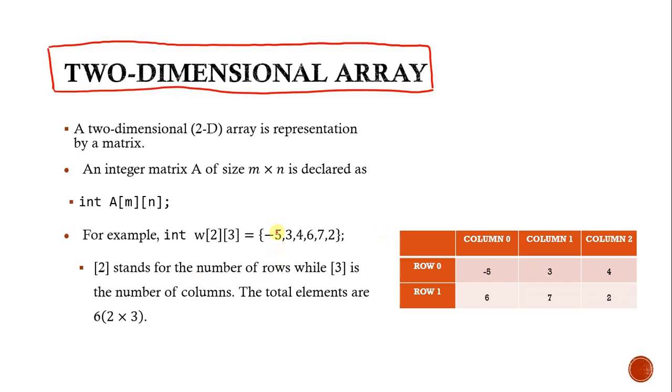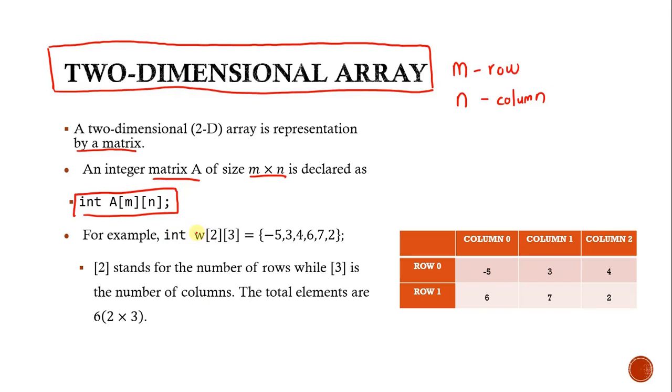Okay, a two-dimensional array is represented by a matrix. Previously I mentioned one-dimensional array, which can be represented by a vector. So a two-dimensional array is represented by a matrix. An integer matrix A of size m by n is declared as integer A[m][n]. So this is the name of the array, A, where m is my row and n is the column.